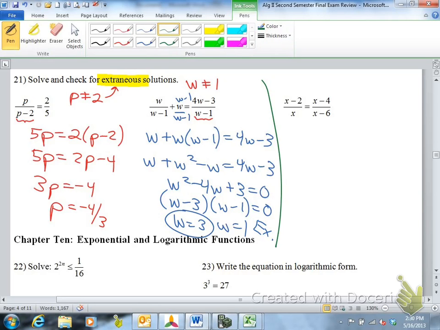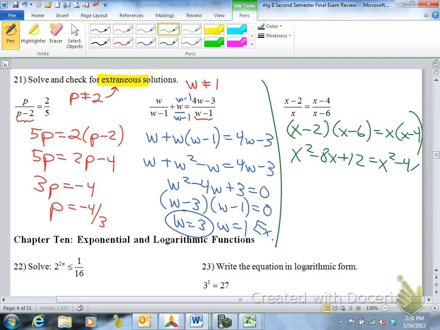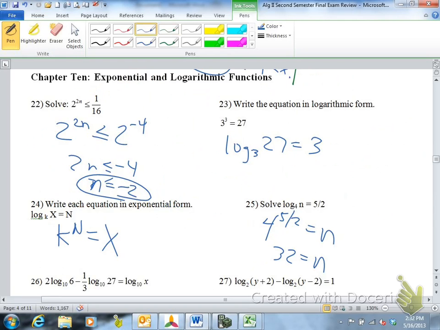And then on the last one in this row, we can cross multiply. We have x minus 2, x minus 6 equals x minus 2, or sorry, x minus 4. So x squared minus 8x plus 12 equals x squared minus 4x. We can subtract x squared from both sides and then solve for x. Add 8x. X is 3. In this case, you're watching out for 6 is extraneous, and 0 would be extraneous, but we got an answer of 3, so that's okay.